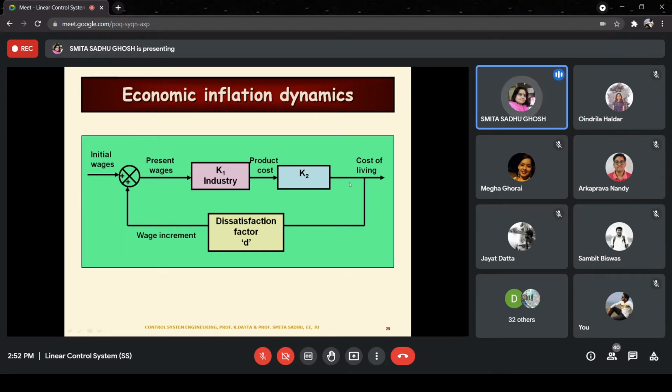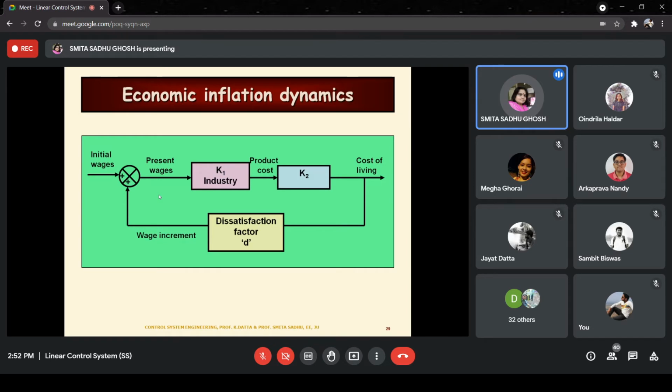this is of course a closed loop system again, because you see that there is a feedback over here. However, the feedback over here is a positive feedback. Positive feedback means what? The initial wage that you see over here, with that, this feedback signal is going to be added and you get the output of this summer over here. So this is an example of a system which has positive feedback.